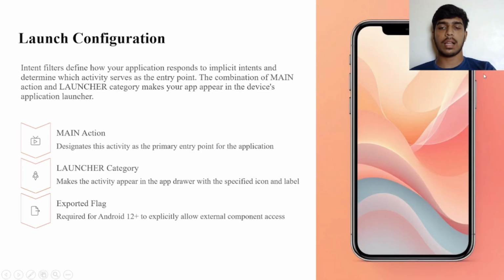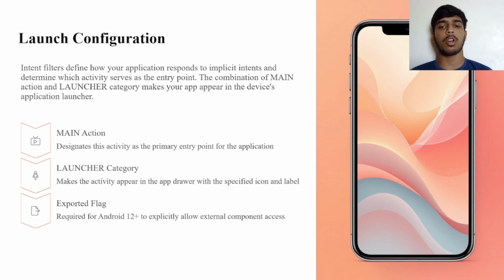And next, the launching configuration. So intent filters decide how the application launches. The main action marks the starting point, and the launcher category makes the app appear in the app drawer. So when you tap your app icon, Android looks for the main and launcher combination. First, when you tap on the icon of the application, whatever it is, Android looks for the main activity and launcher combination. If it's missing, your app won't show on the home screen.